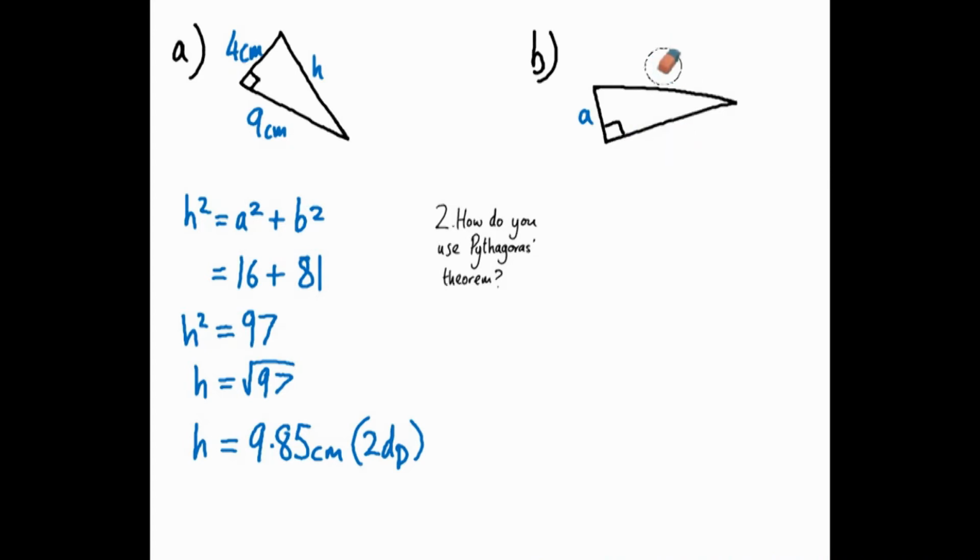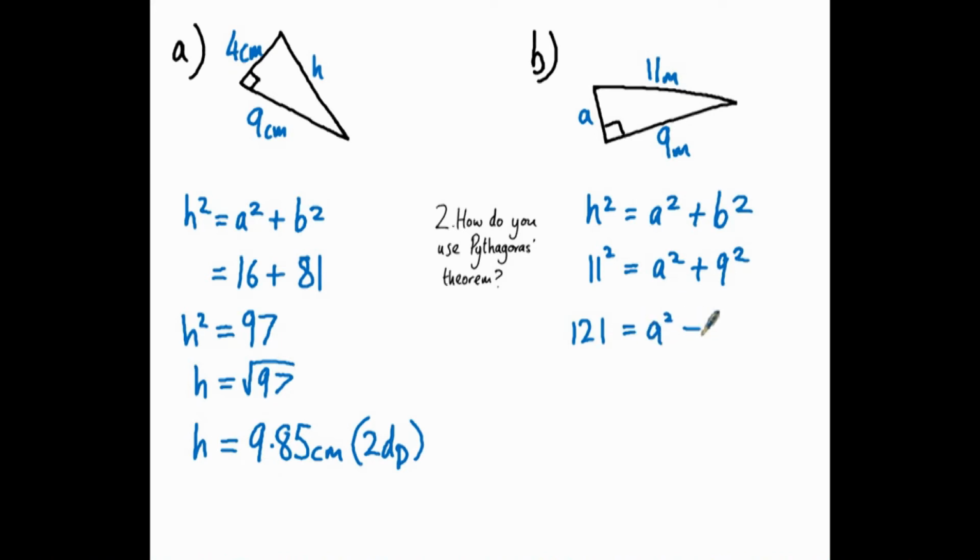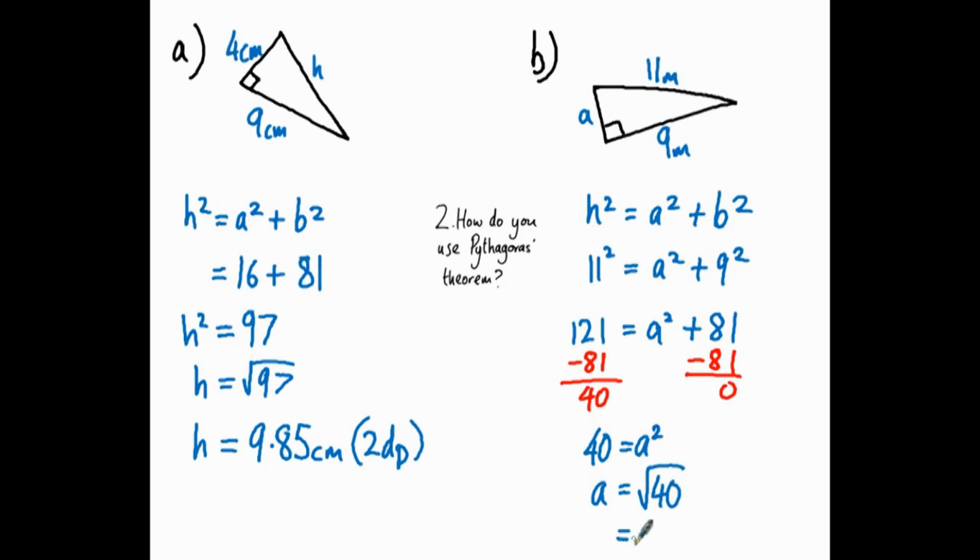Thanks, Pythagoras. Here's another example. This time, I'm going to change the hypotenuse for 11 metres and side B for 9 metres. So I'll write out the formula again. And this time I've got 11 squared equals A squared plus 9 squared. So I've got to find A. 121 equals A squared plus 81. Subtract 81 from both sides. And I find that A squared is equal to 40, or 40 is equal to A squared. Therefore, A is equal to the square root of 40.